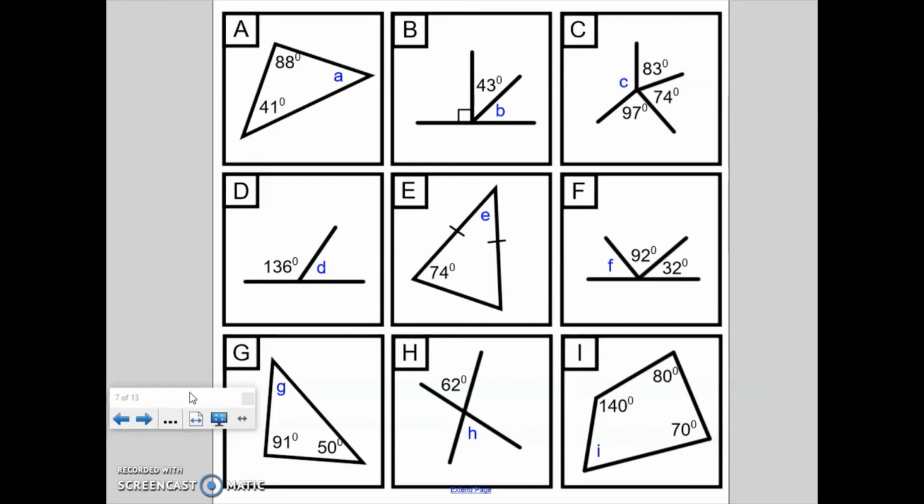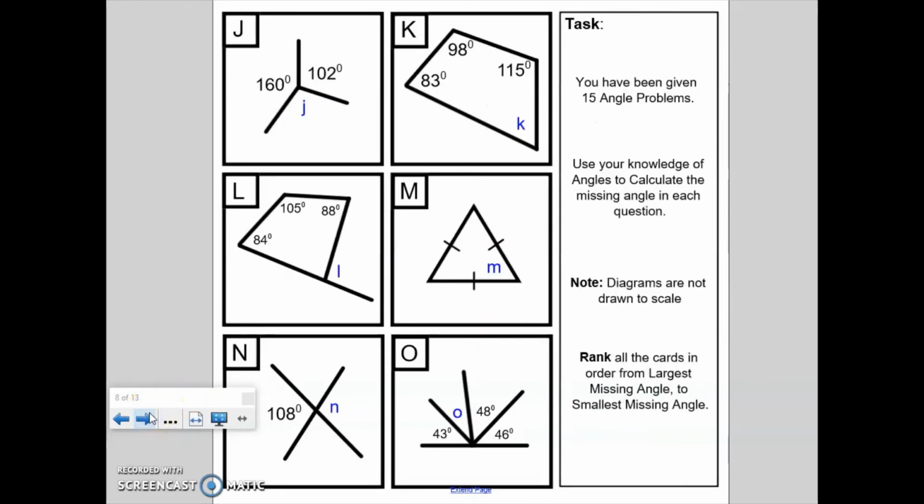Okay, I'm going to give you a set of questions. You can see there's 9 on the screen there, and in each question you need to work out the missing angle by applying the appropriate fact. There's another 6 questions there, so there's 15 questions in total. Each question you're working out the labeled angle. So your task is you have been given 15 angle problems. You need to use your knowledge of angles to calculate the missing angle in each question.